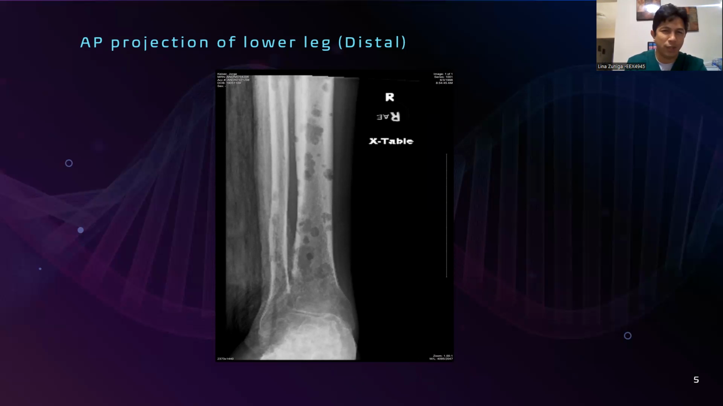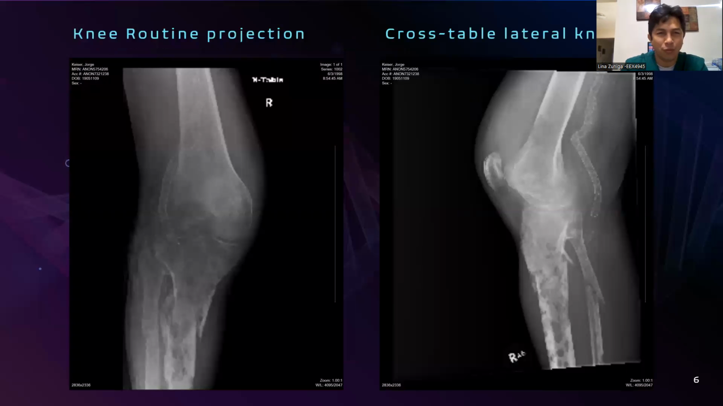Again, I don't have the proximal image for when we did it on the knee to demonstrate the knee joint, and that's when we saw basically the fracture. Yeah, it was really bad. So that's what we did with the lower leg.